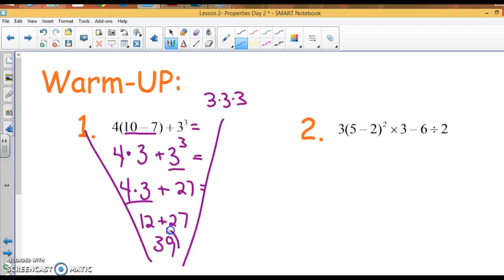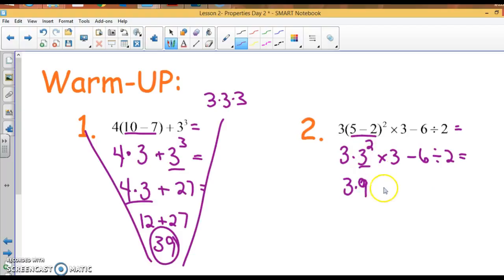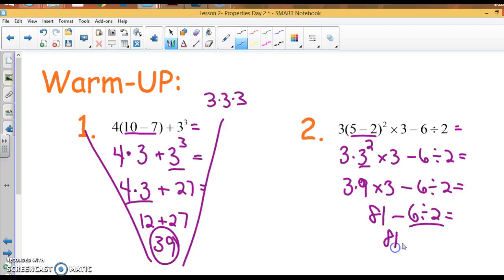There's my PEMDAS pizza. Order of operations, please. So I'll do parentheses. 3 times, this will be 3, don't forget about this square, times 3 minus 6 divided by 2. Next thing I do, exponent. So 3 times 9, because 3 squared is 9, times 3 minus 6 divided by 2. So multiply. I can do this all at once. 3 times 3 is 9, times 9 is 81, minus 6 divided by 2. I'm going to do division. So 81 minus 3 is 70.